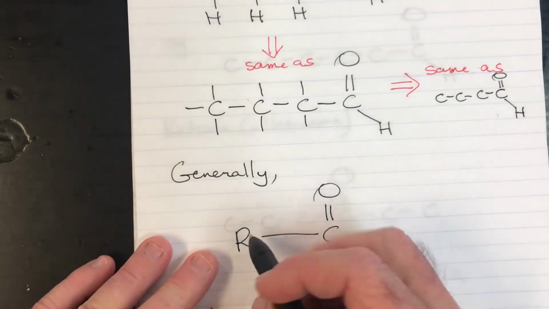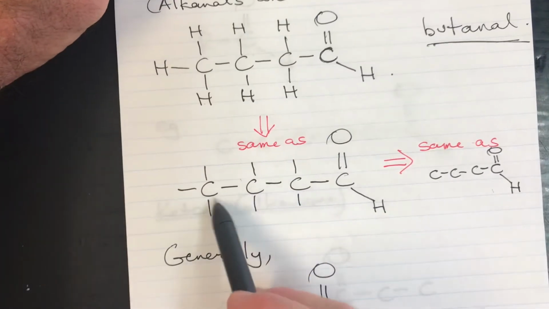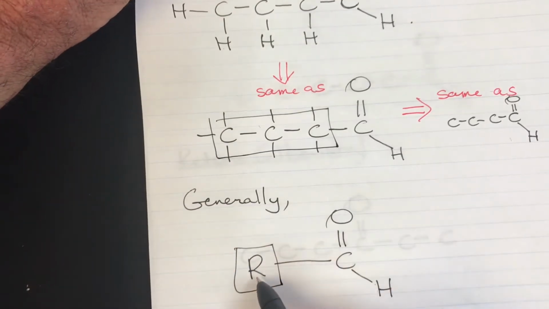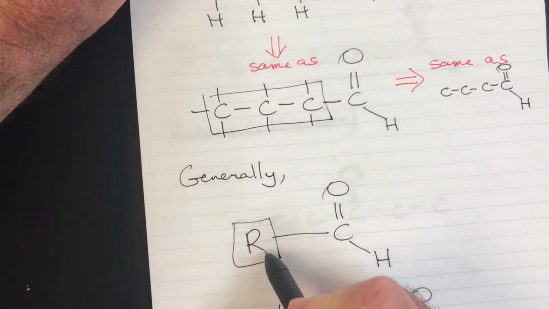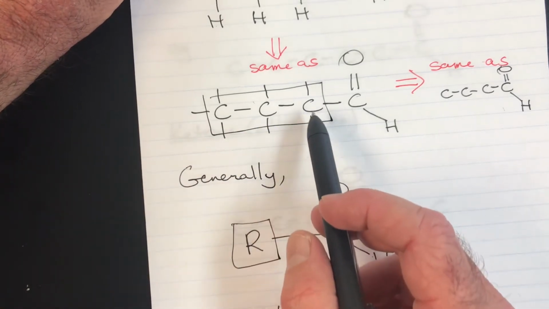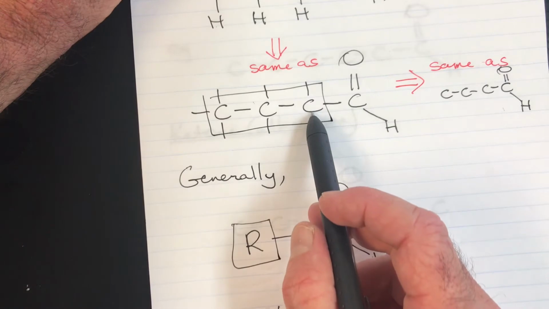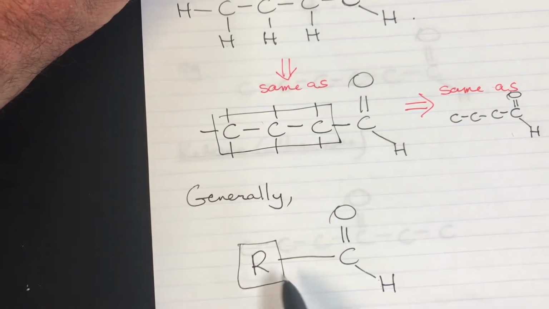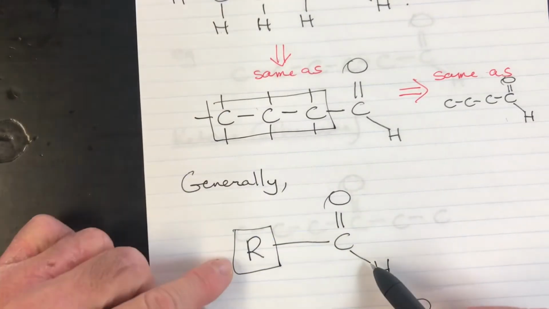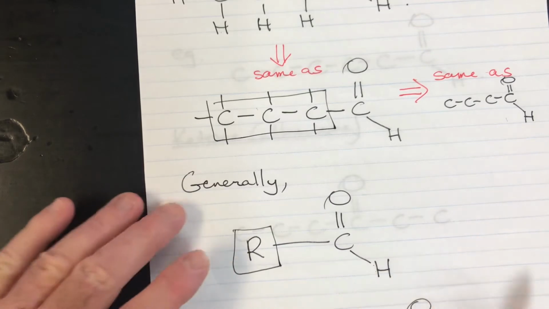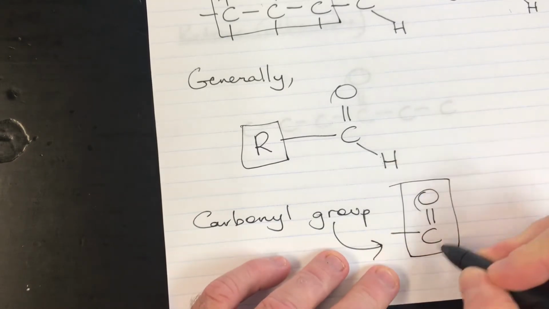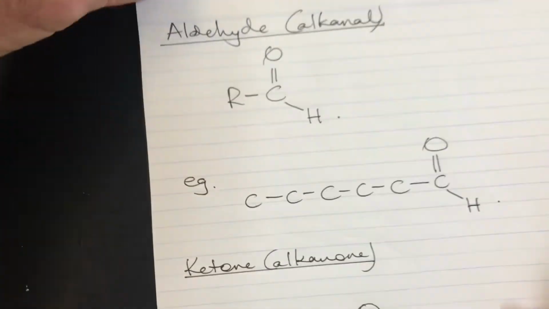But here's another one. I could even abbreviate this down even further by using the capital letter R. The capital letter R is used to designate any hydrocarbon chain. Could be any length. Could be 1 carbon long, 2 carbons long, 3 or more. In this case, 3. So generally, this is still any type of alkanal or aldehyde. As I said before, aldehydes and ketones both have the carbonyl group, where a carbon is double bonded to an oxygen. Let's have a look at aldehydes first.